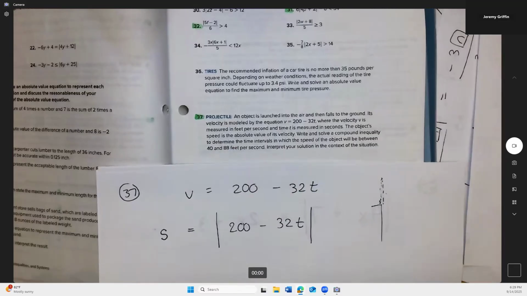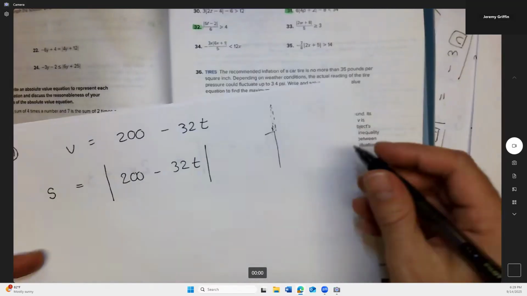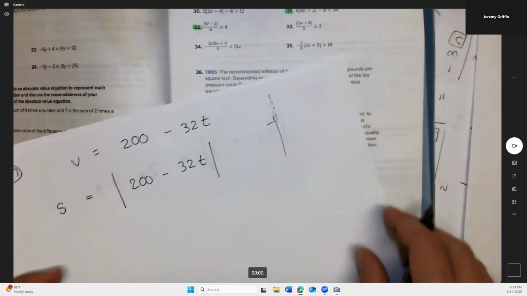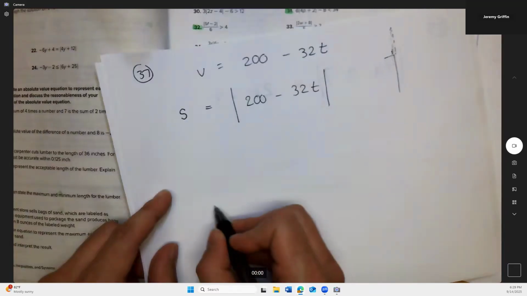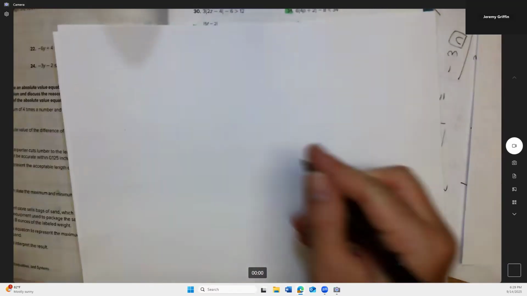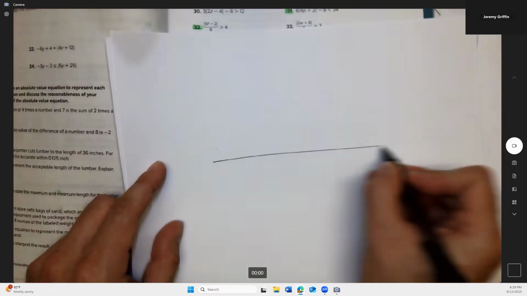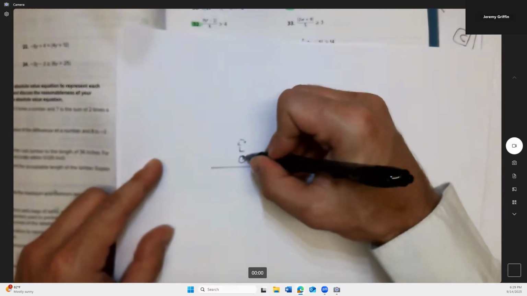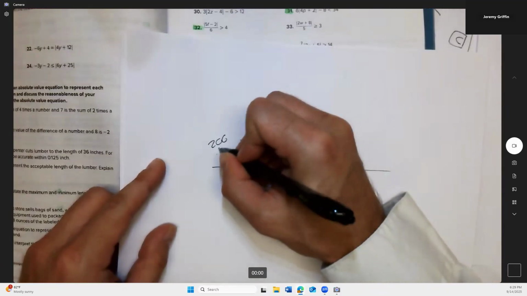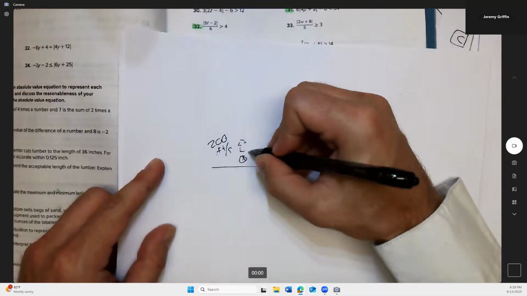You know what? Just here, if I kind of draw out a picture. All right, I'm going to start over with my picture. I really want you guys to think about this picture though. Let's say you were on flat ground. You throw a ball straight up in the air. And it starts off at like 200 feet per second. So it's zooming really fast, right?